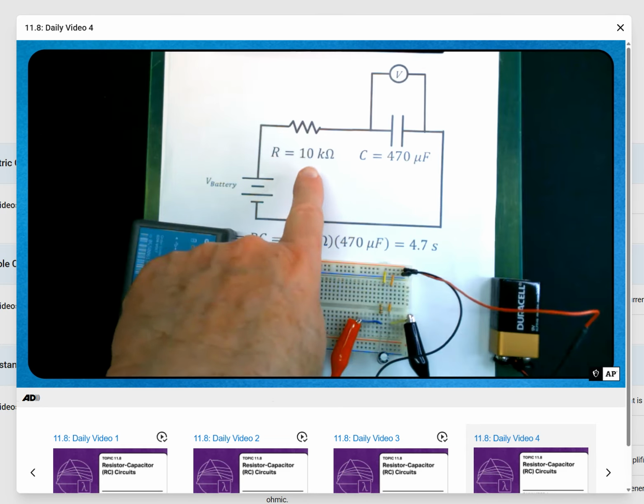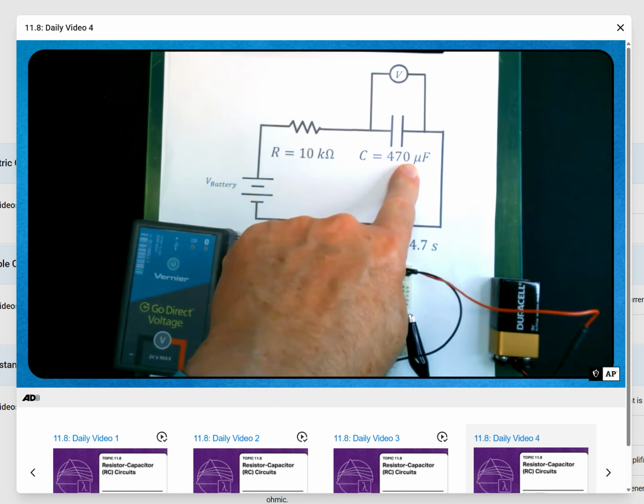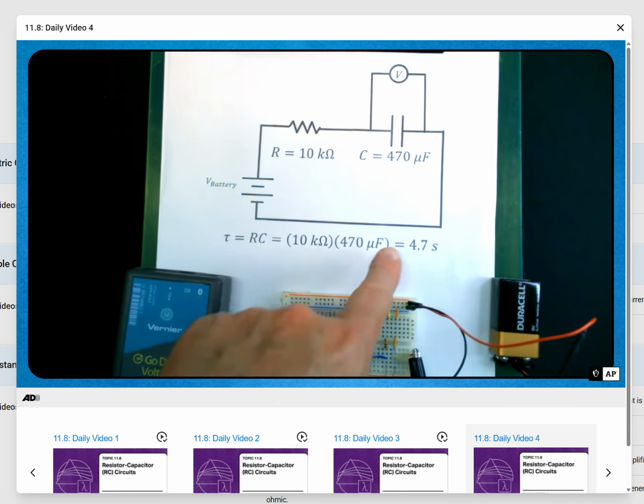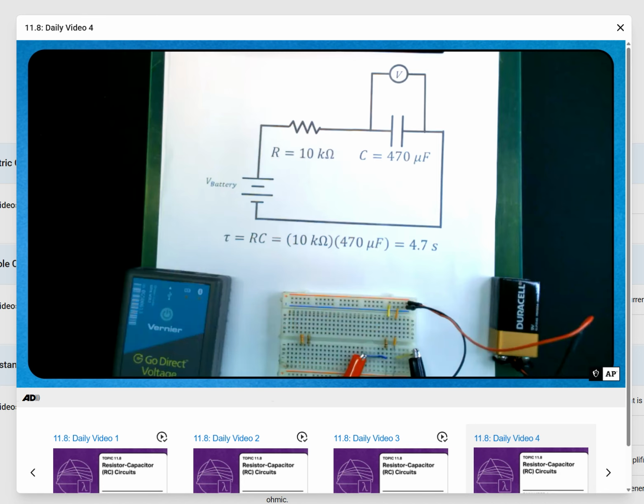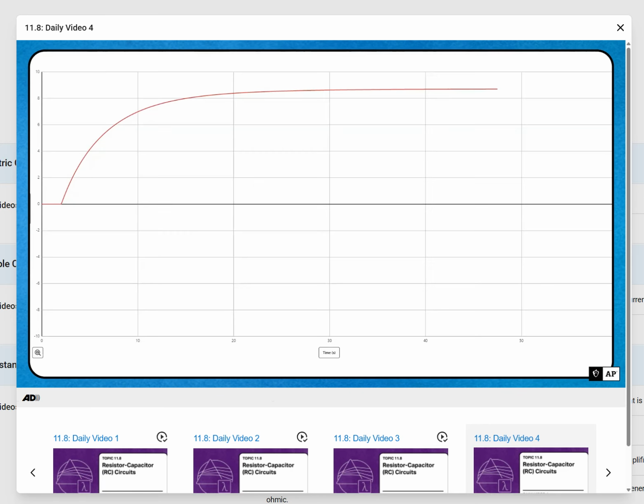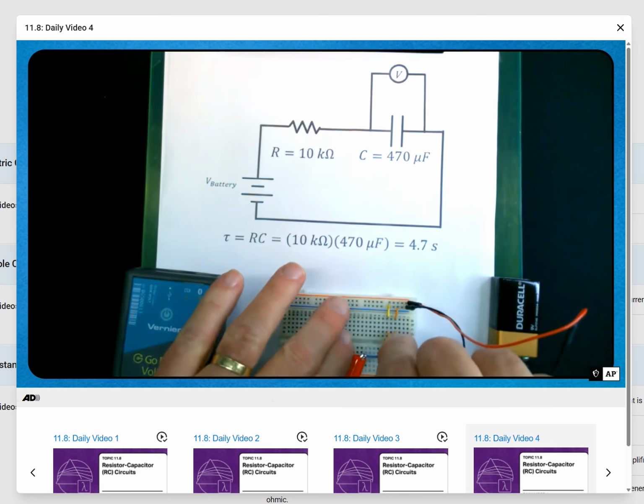With a 10,000 ohm resistor and a 470 microfarad capacitor, the time constant, tau, is about 4.7 seconds. So in just a little less than 5 seconds, the capacitor went from a potential drop of 0 to a potential drop of somewhere close to 62% of its final asymptotic value. Now, I can also let it discharge, like we showed in the previous example. There. Now we have exponential decay. And if I disconnect that, we'll have exponential growth again.